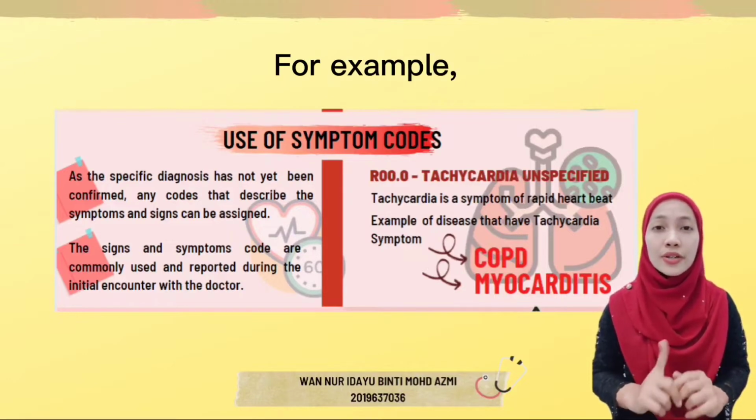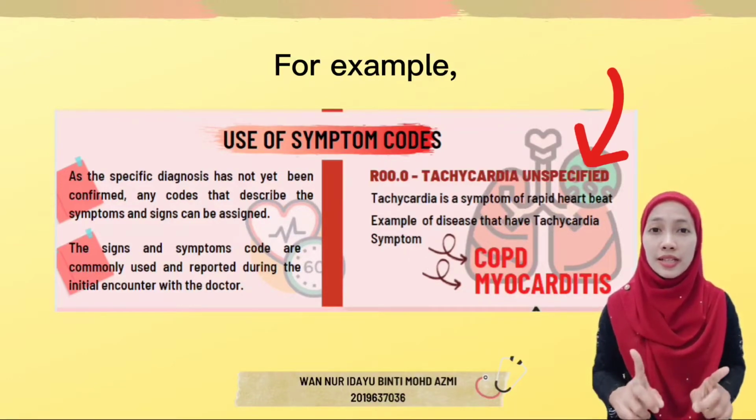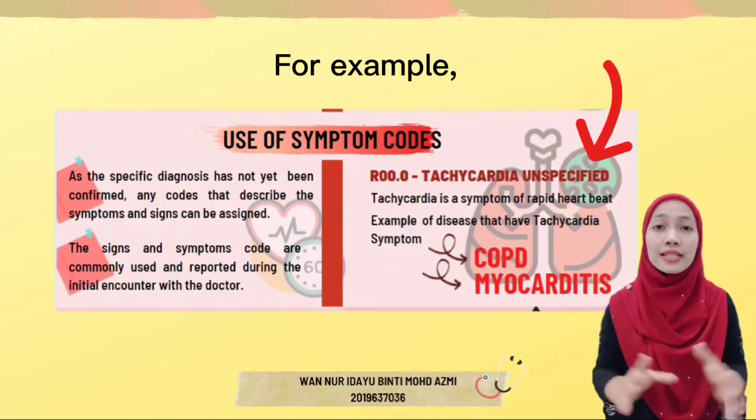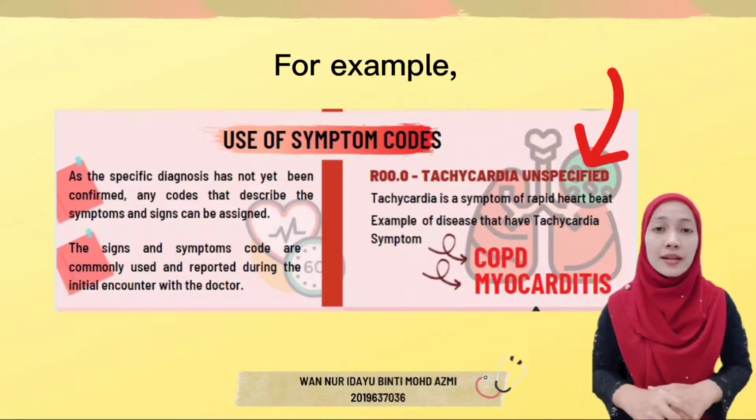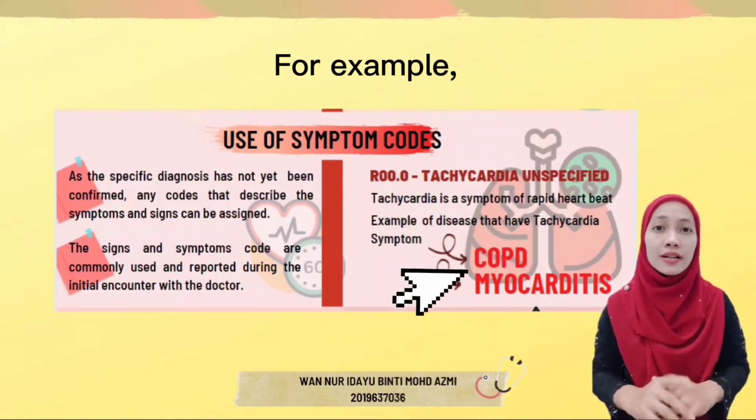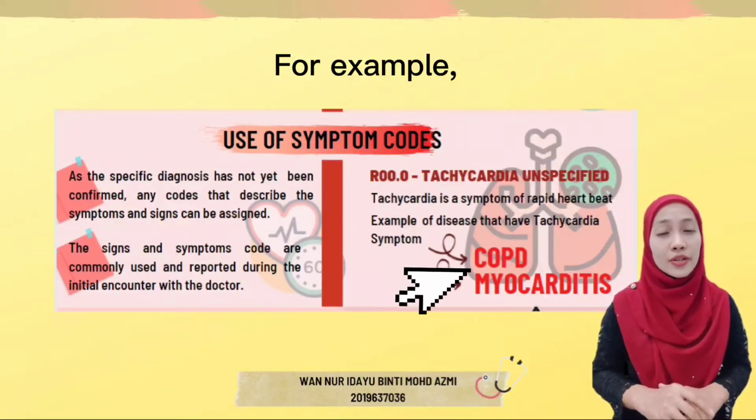For example, code R00.0 tachycardia, unspecified. Tachycardia is a symptom of a rapid heartbeat. Examples of diseases with this symptom are chronic obstructive pulmonary disease and myocarditis.